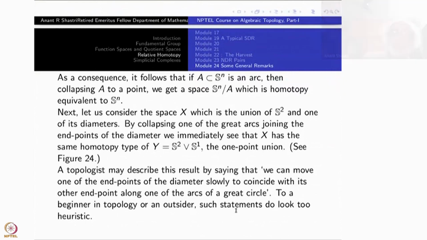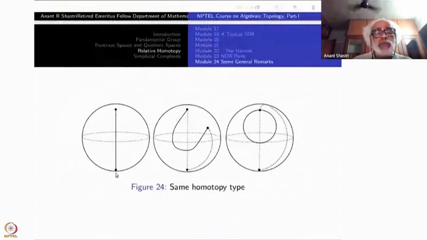All right, he will give you heuristic arguments like this. So here is a picture. I have taken the sphere and one of its diameters. So this is my X. I start moving it along this arc, a great arc, all the way here. This is the middle stage. The diameter has become like this. Finally it will go and coincide with this one.